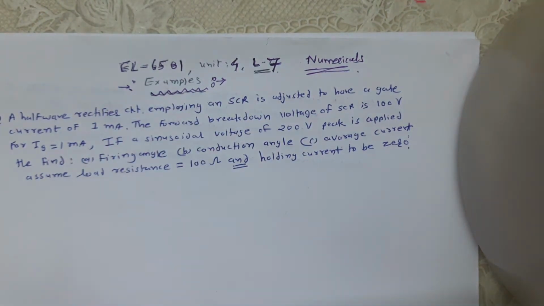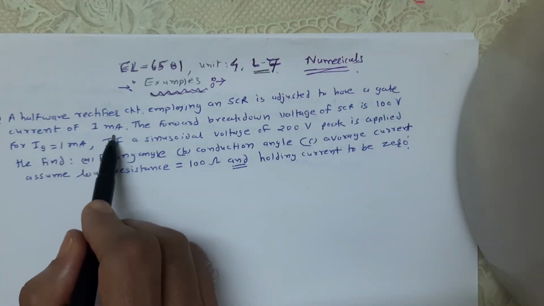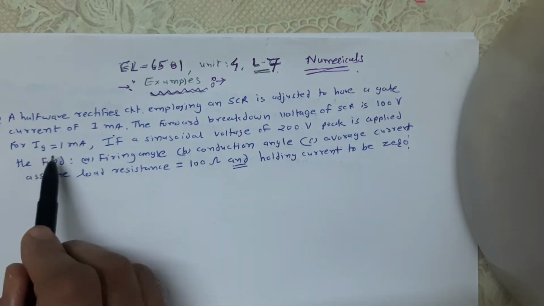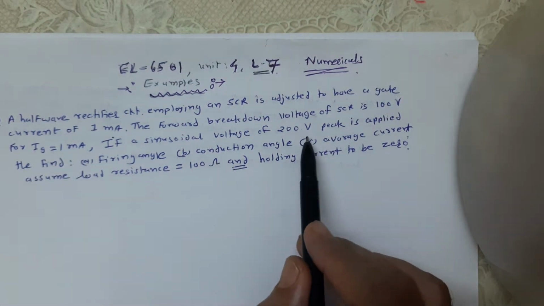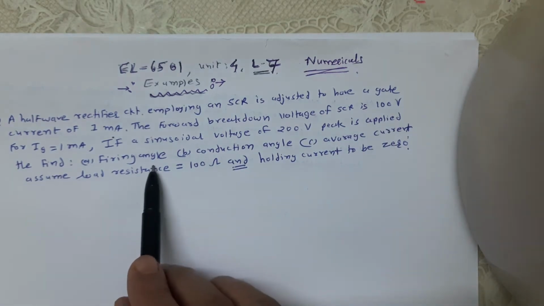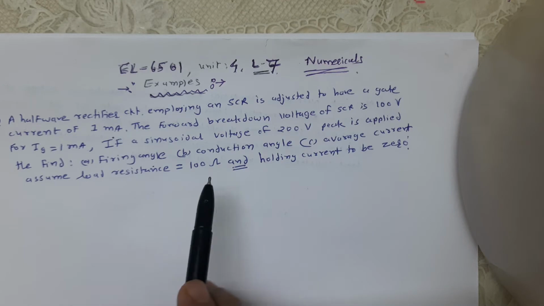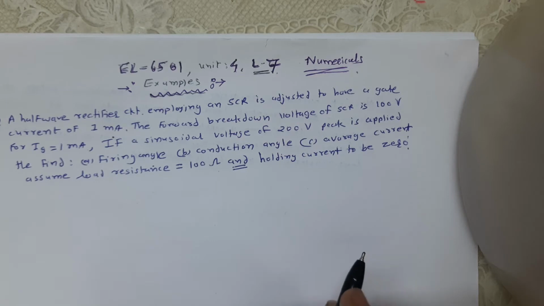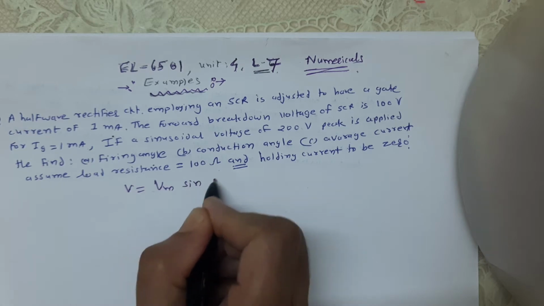A half-wave rectifier circuit employing an SCR is adjusted to have a gate current of 1 milliampere. The forward breakdown voltage of SCR is 100 volt for Ig, gate current, equal to 1 milliampere. If a sinusoidal voltage of 200 volt peak is applied, we have to find out the firing angle, conduction angle, and average current. Assume load resistance is equal to 100 ohm, and holding current is equal to 0. So the solution: we know that V is equal to Vm sin theta.